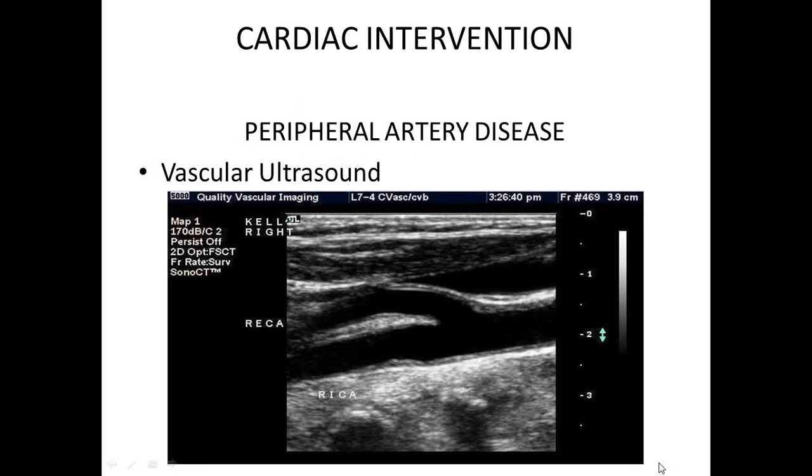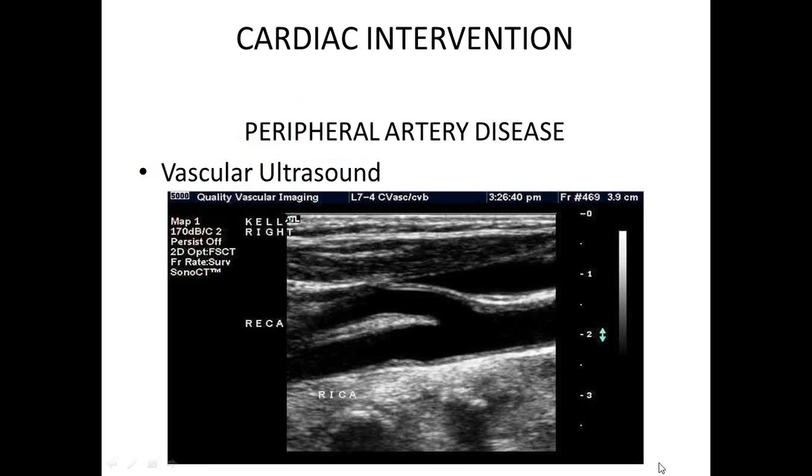Now, when we do vascular ultrasound, we do both two-dimensional color flow and pulse and continuous wave Doppler. We can locate the area of the obstruction, and we can also give the degree of blockage. So this is a little bit more specific to peripheral artery disease.